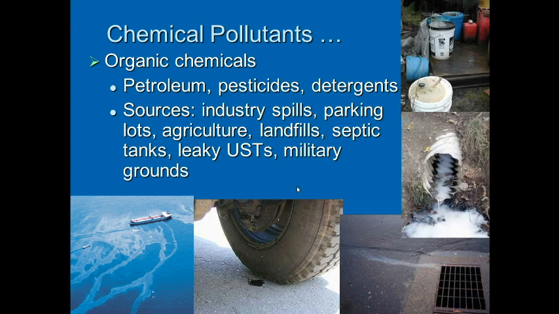You have organic chemicals, petroleum from spills or leaks from your car, pesticides, detergents. The sources here are industry spills, parking lots, agriculture, landfills, septic tanks. I do not remember what a UST is, but whatever they are, they're leaky. Military grounds would also be a source of organic chemicals. Oh, I bet a UST is an underground septic tank.